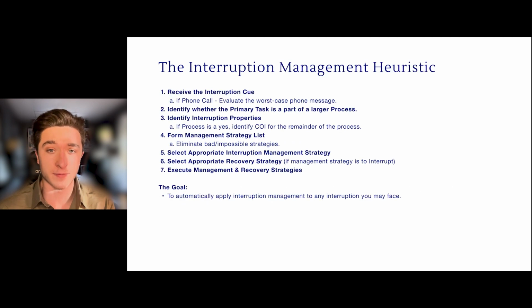So to summarize our advanced interruption management skills, let's have another look here at the interruption management heuristic and plug in the few new nuances and concepts that we've discussed today. So we have, once again, receiving the interruption at the interruption queue. And if it's a phone call, you want to evaluate the worst case phone message that you could get. And you want to identify whether a primary task is the part of a larger process. So whatever you're doing right now, is it a part of a process? Then we're going to identify the interruption properties.